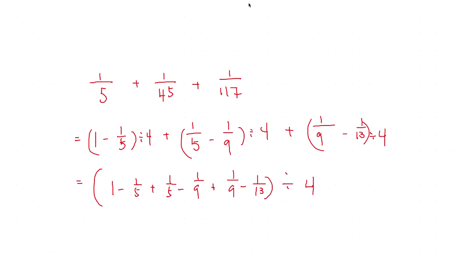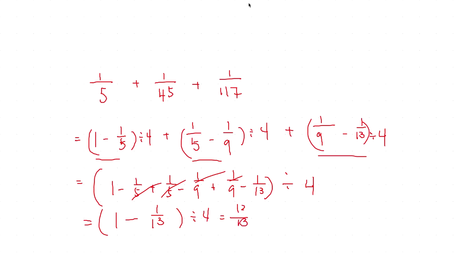Understand, everybody? So we put everything in the bracket, put together. So this one, they're gone. So equals 1 minus 1 over 13 divided by 4. So equals what? 12 over 13 divided by 4 equals 3 over 13.